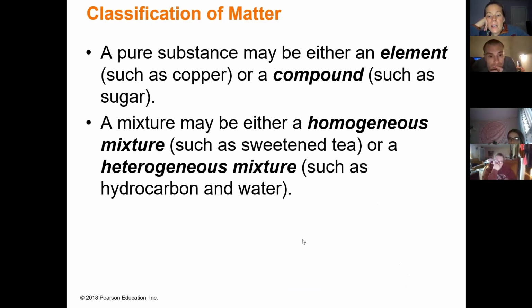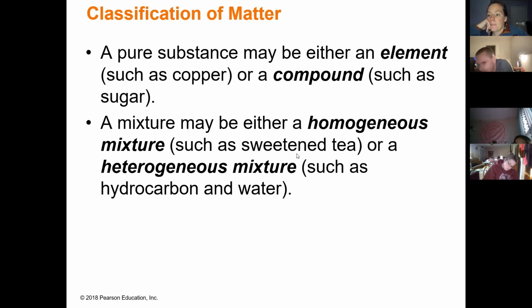So dividing our mixtures down farther, we can call them either homogeneous mixtures or heterogeneous mixtures. Homogeneous, the root here being homo, or the same. A homogeneous mixture is something that's evenly mixed throughout.